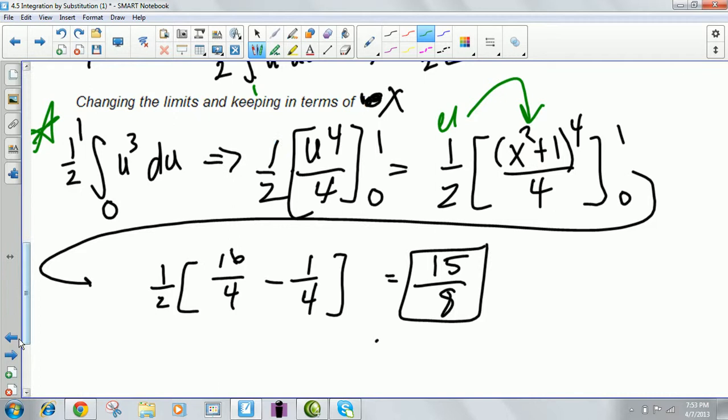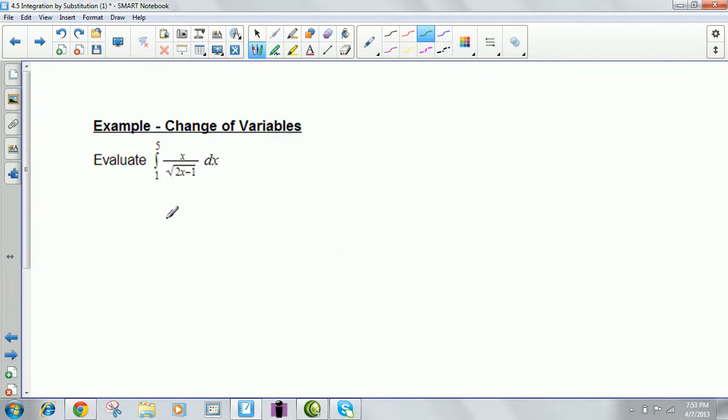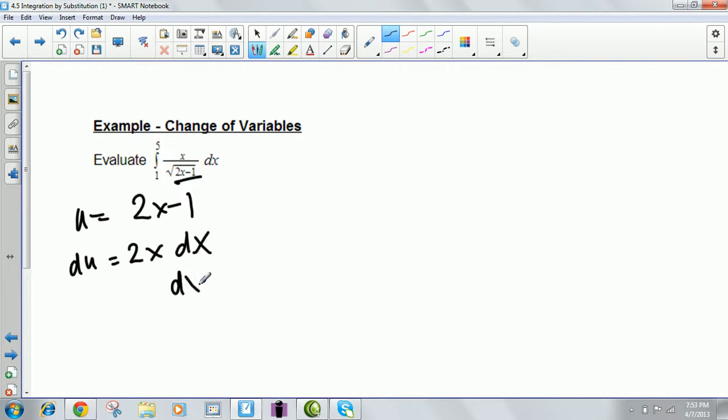let's do another one. Again, do these on your own first and then come back to the video and see how you did. So our u value again, it's going to have to be the inner part of our composite function. So u is 2x minus 1. Find the derivative. du is equal to 2x dx. And so dx is equal to du over 2x.